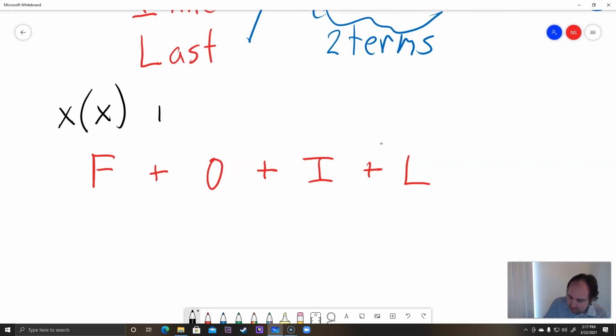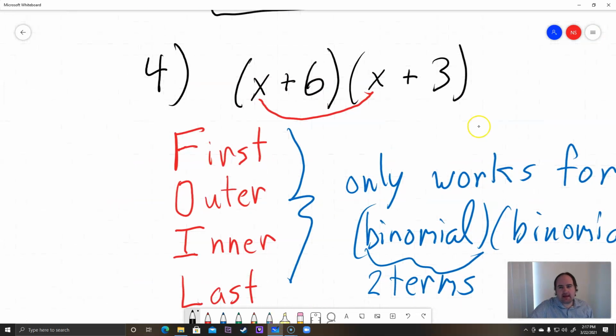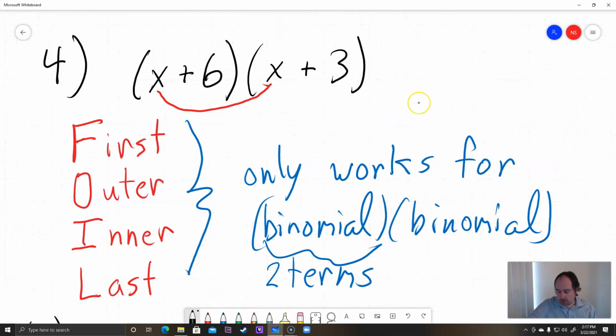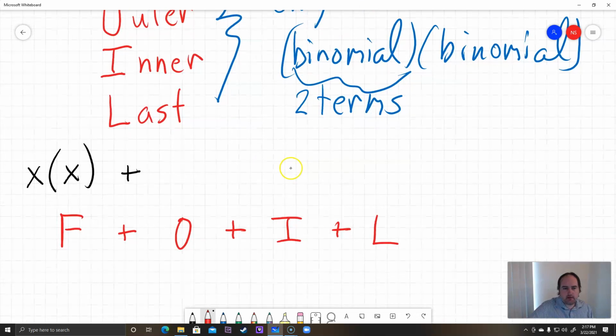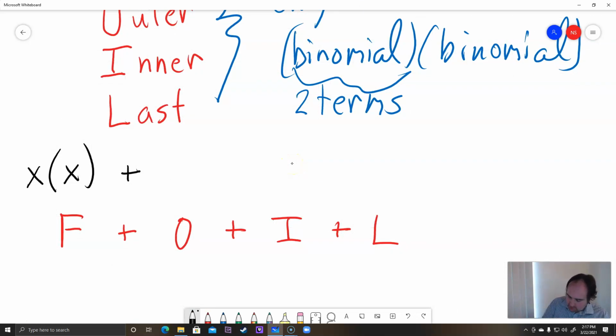Okay, and then we have plus the outer. So what's the outer mean? Well, the outer are going to be the outer terms. So that here, that's going to mean x times 3. That's going to be our outer. X times 3. Okay, so our outer is x times 3.